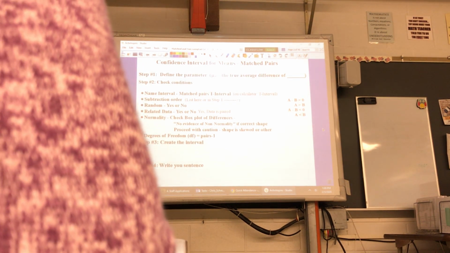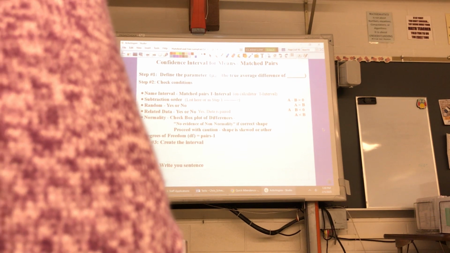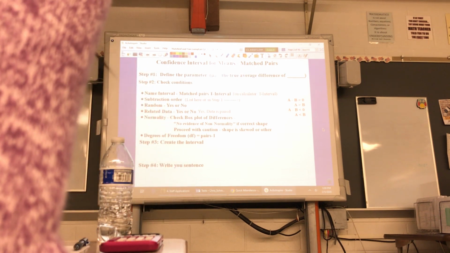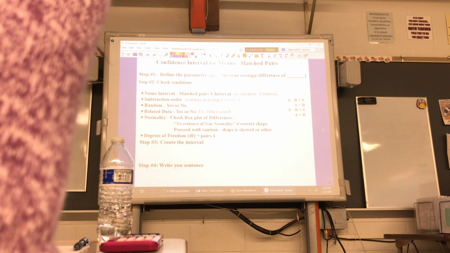If you say you're going to do A minus B, and your interval comes out all positive, but it should be all negative, basically you have to match up your work.